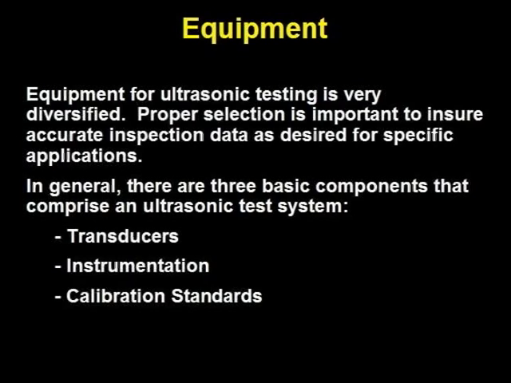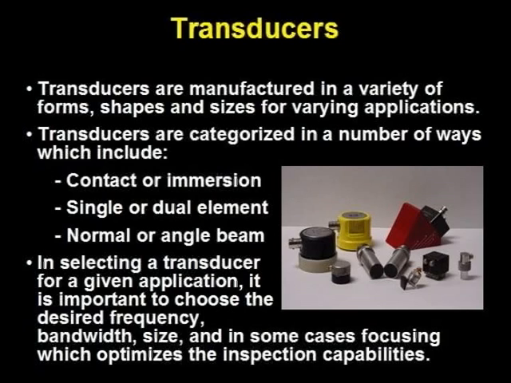The equipment used to perform the inspection can have a large impact on the results. We will discuss the choices of transducers, instrumentation, and calibration standards. There are thousands of choices in transducers. They vary in size, shape, and function. Generally, however, they may be classified as either contact or immersion, single or dual element, and normal or angle beam. It is often important to select a specific frequency range or bandwidth, size, and focusing for specific applications.